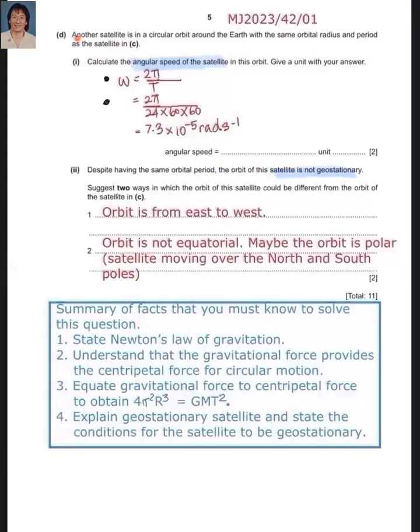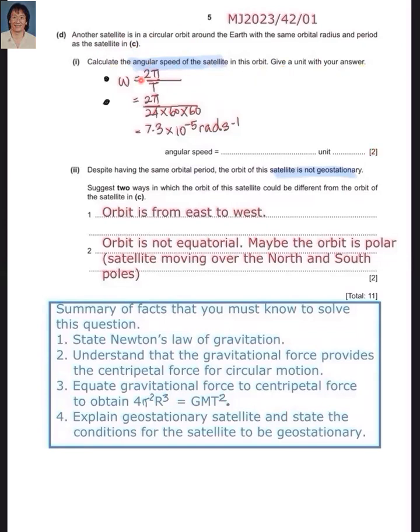Another satellite is in circular orbit around the Earth with the same orbital radius and period as the satellite in part C. Calculate the angular speed of the satellite in this orbit. Give a unit for your answer. This question carries 2 marks.